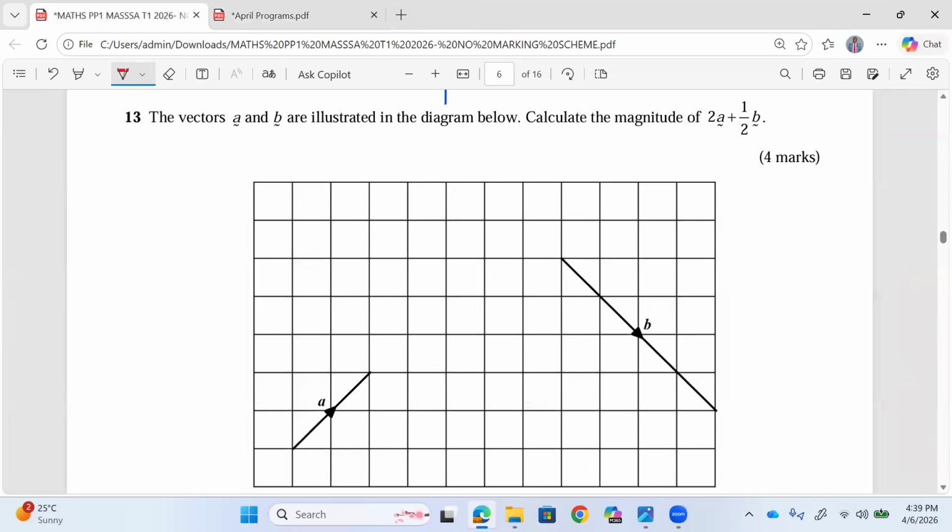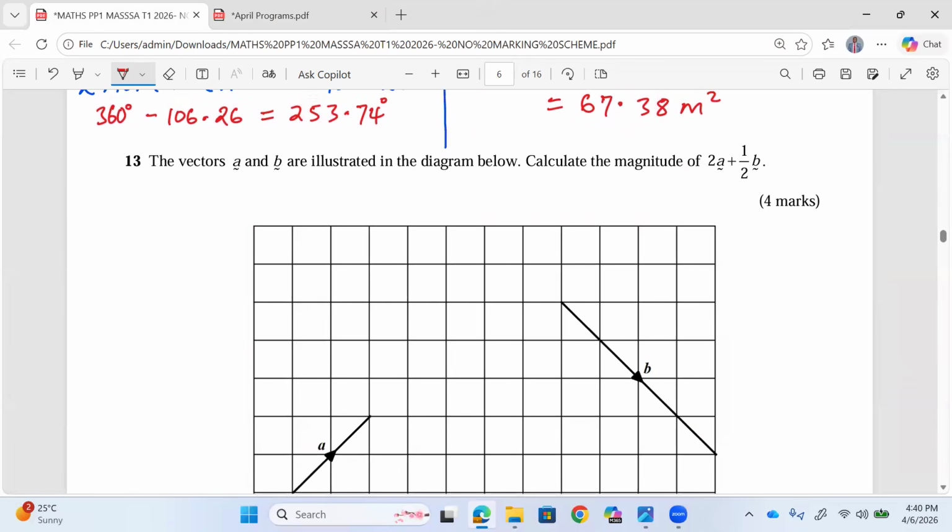Number 13. Now the vectors A and B are illustrated in the diagram below. Calculate the magnitude of 2A plus half vector B. It's a very good question, and I want us to explore it step by step.